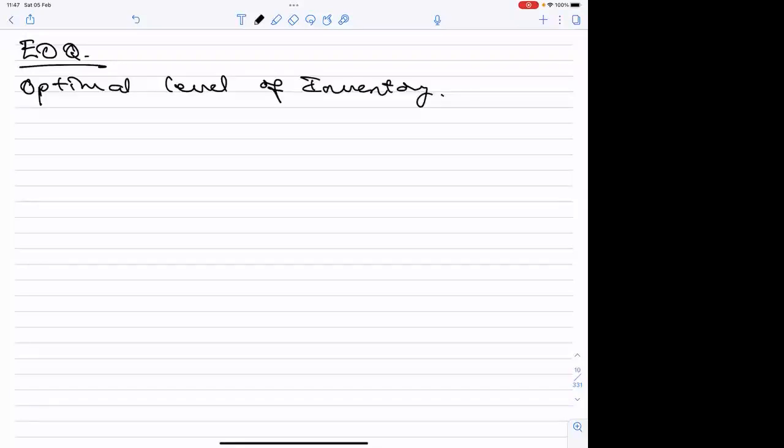So one would ask now, what do we mean by the optimal level of what? Of inventory. So when we are looking at the optimal level of inventory, we are saying that it is the level of inventory where the inventory cost is kept to a minimum. Are we together? So the inventory cost is going to be kept at a minimum level. So which inventory costs are we going to be looking at?